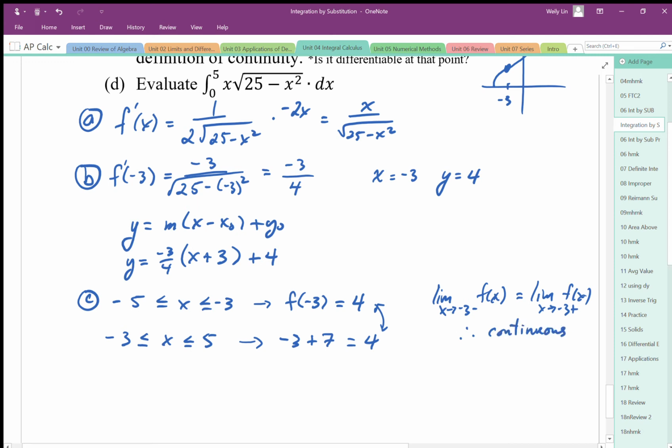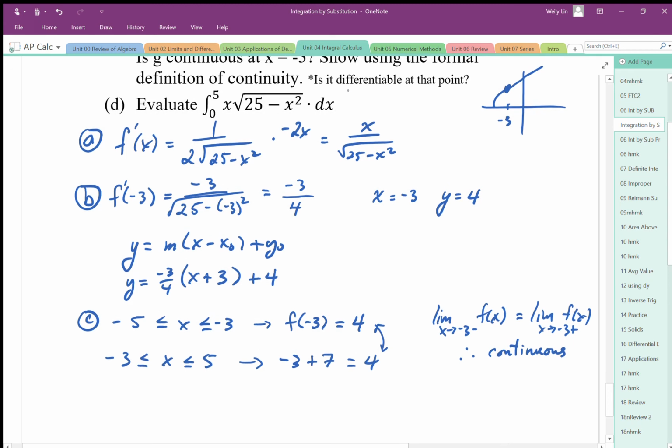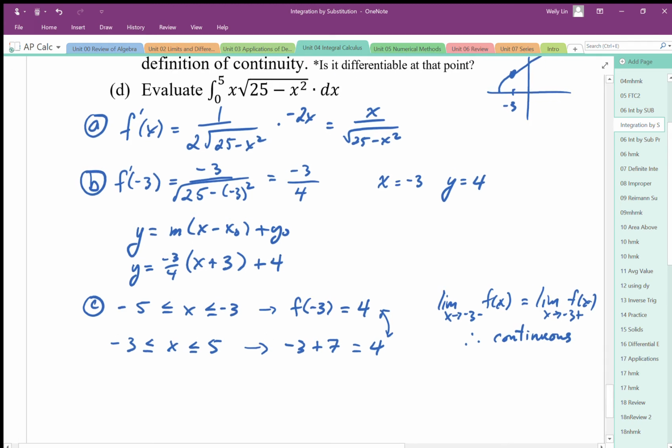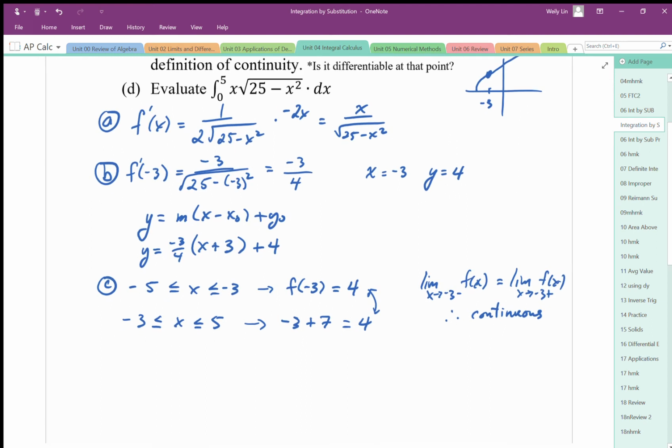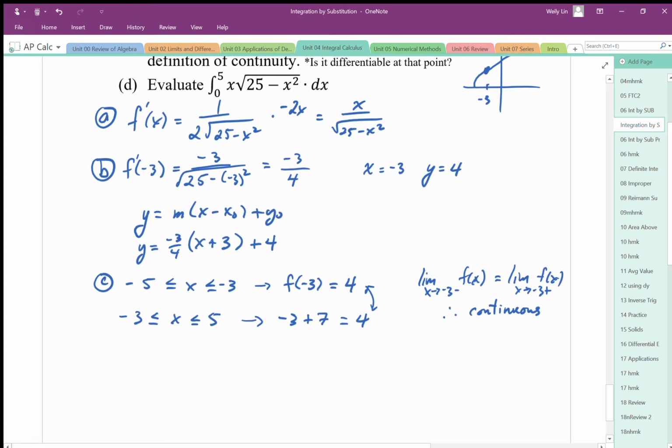Now there's a secondary question here: is this a differentiable point? This is a slightly tougher problem in that we need to check to see if the slope at that point is the same as we approach from either side, or is the derivative continuous? So we're looking for the continuity of the derivative. I'll call this part C2, and this is: is it differentiable at that point?